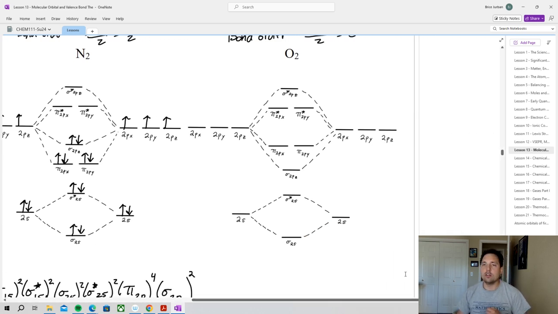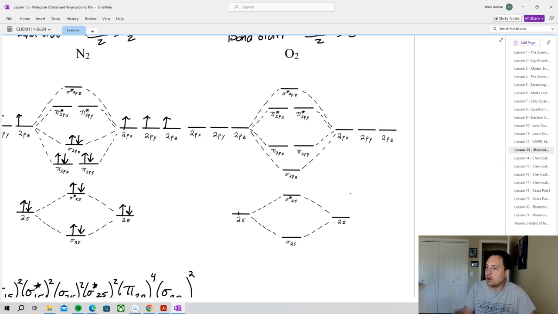And then we can look at the example where we have diatomic oxygen. And oxygen is a very interesting molecule to study with molecular orbital theory. So oxygen is going to have a total of 12 valence electrons. So we'll go on the left side here, we'll have 2, 3, 4, 5, 6. And then on the other side, another 6.